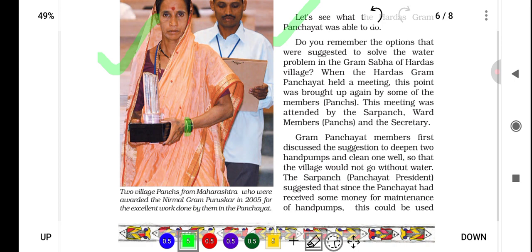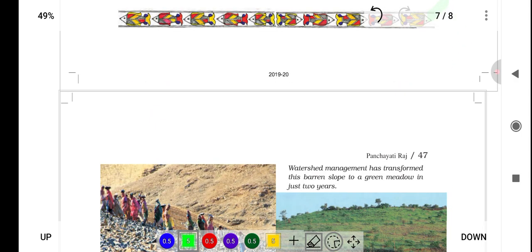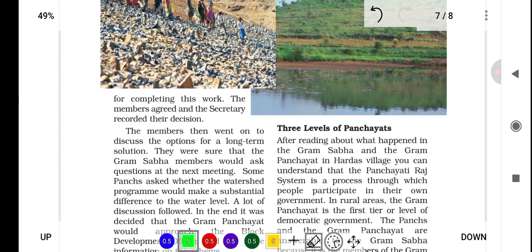So do you remember the options that were suggested to solve the water problem in the Gram Sabha of Hardas village? When the Hardas Gram Panchayat held a meeting, this point was brought up again by some of the members, Panchs. Gram Panchayat members first discussed the suggestion to deepen 2 hand pumps and clean 1 well so that the village would not go without water. The Sarpanch, Panchayat president, suggested that since the panchayat had received some money for maintenance of hand pumps, this could be used for completing this work. The members agreed and the secretary recorded their decision.